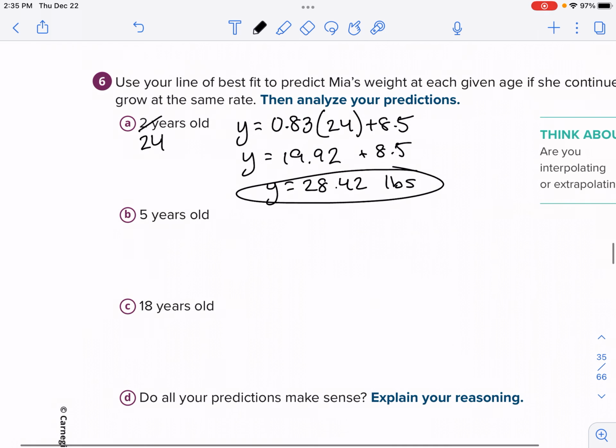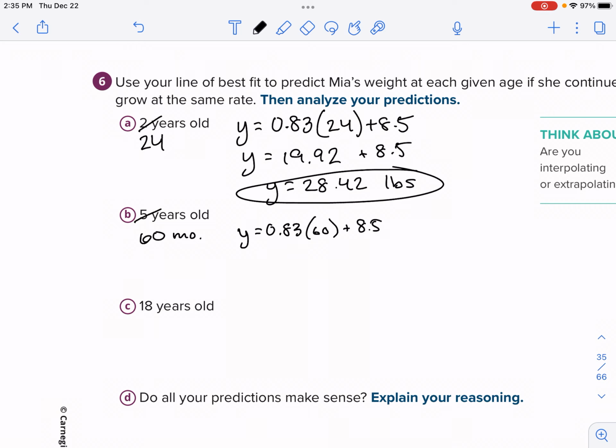So with B, we have 5 years old. That is 60 months. All right, so let's plug that in. Right, I know we've got some complex numbers, but hopefully using the calculator makes this a little bit easier. So 0.83 times 60 is 49.8, so almost 50 pounds. And we'll add 8.5 to that. So this is y equal to 58.3. So in 5 years, this girl is 60 pounds. Okay. Like maybe that's around the expected value.